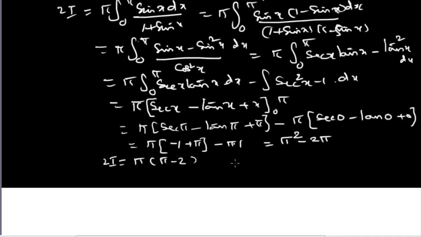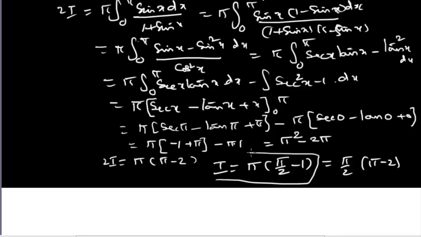So I is equal to, you may write whatever way you want, pi into pi by 2 minus 2 by 2, which is 1. This also can be written as, this 2 you take, pi by 2 into pi minus 2. So anyway, whatever is asked, we already got here.